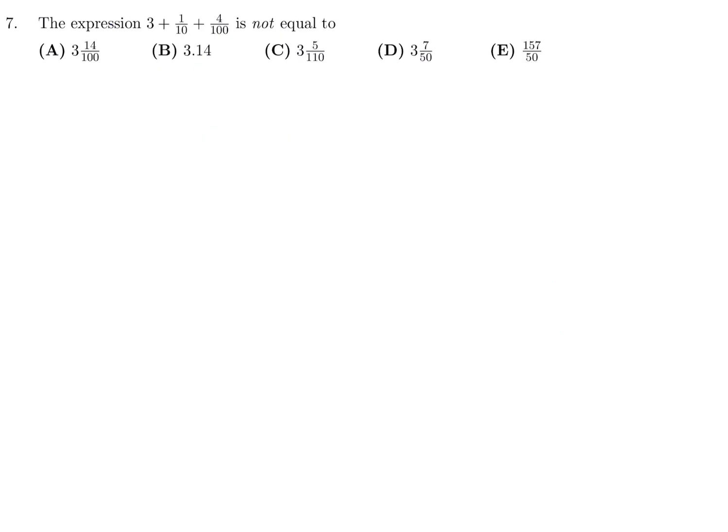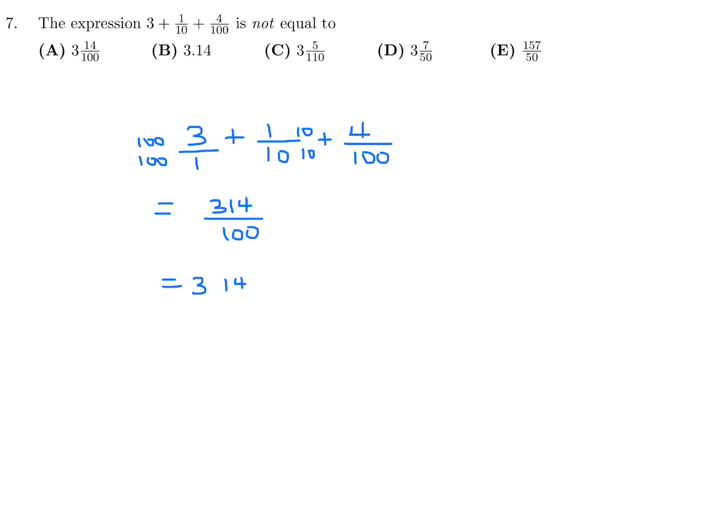The expression 3 plus 1 over 10 plus 4 over 100 is not equal to. Well, I guess we have to add this fraction first, and let's see what we get. Getting a common denominator, multiply top and bottom here by 10, and multiply top and bottom here by 100. That gives me 314 over 100. And there are various ways of writing this, right? One way is just to have the 3 by itself and then the other part as a fraction. And that is what they've done here. So this is equivalent, so that is not the answer.